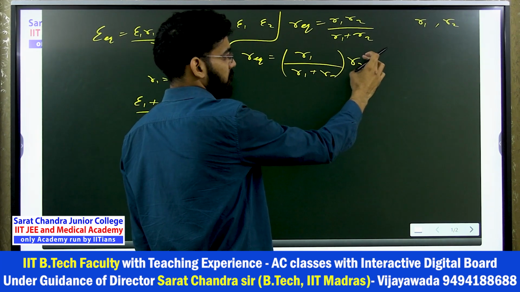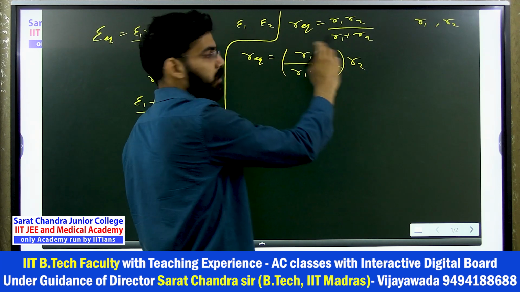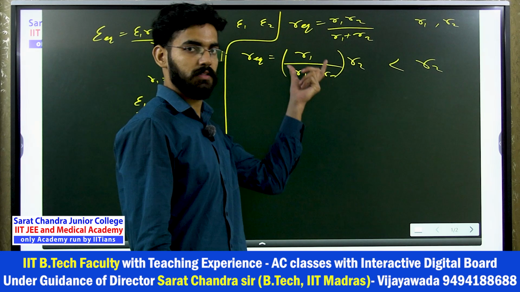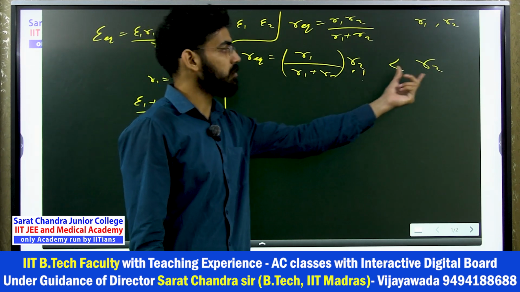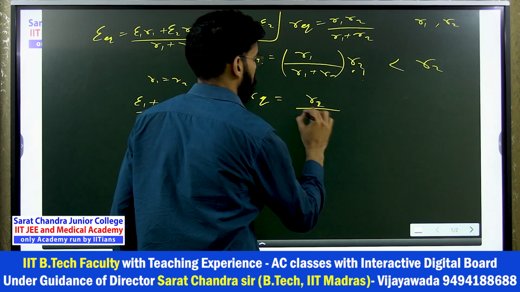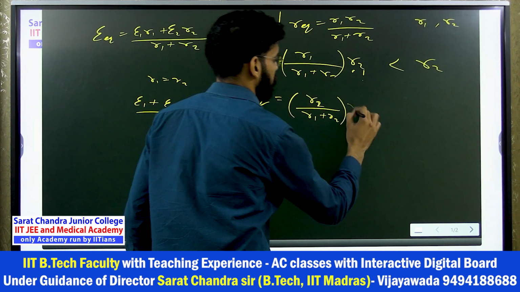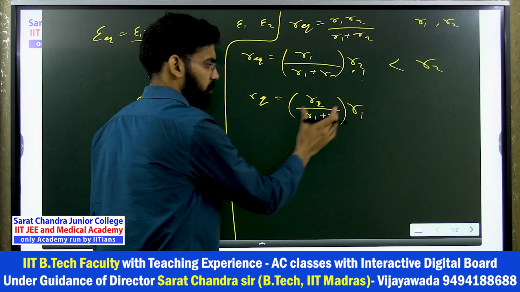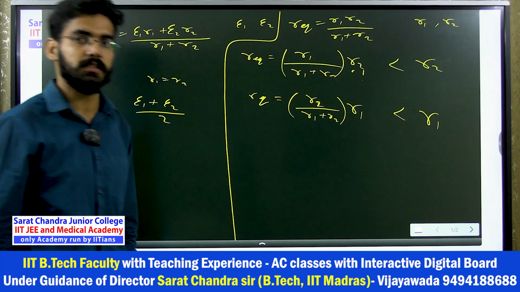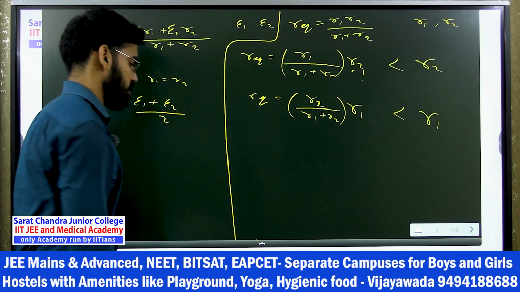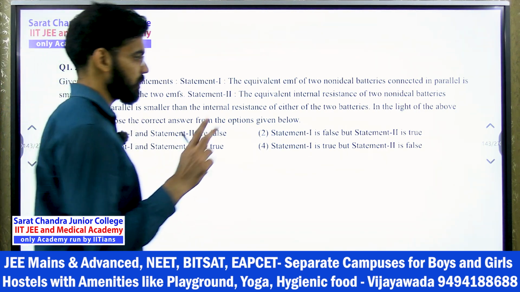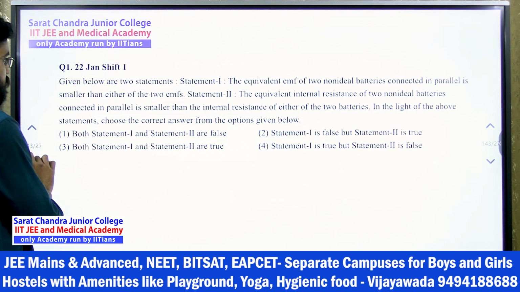If I see this quantity multiplied by R2, it is a quantity less than 1, so this is less than R2, because I multiplied a quantity which is less than 1 into R2. Similarly, I can check for R1 also: write it as R2 divided by (R1 plus R2) multiplied by R1, a quantity less than 1, so this will be less than R1. So I can say R equivalent is less than both R1 and R2, so statement 2 is true. That is all he is saying if you read clearly. So statement 1 is false, statement 2 is true. So second option is the answer. Now let's go for the next question.